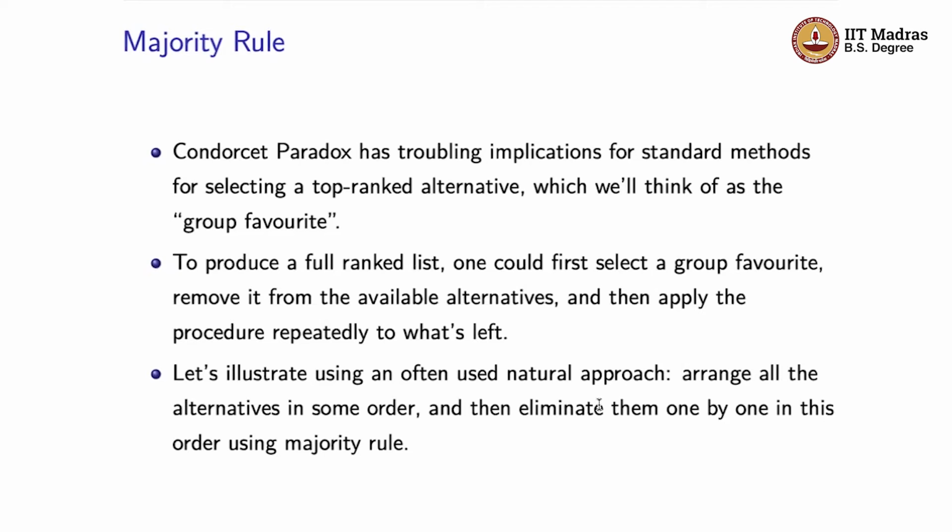So one common type of voting system that is preferred, especially when you want to rank different alternatives or options, is that you first decide to select a group favorite, then you remove it from the set of available options. Then you think about, among the remaining options, how to decide on the group favorite, and then you proceed like that, right? So a natural method, for example, is that you arrange all the alternatives in some order and then eliminate one by one using a simple majority rule.